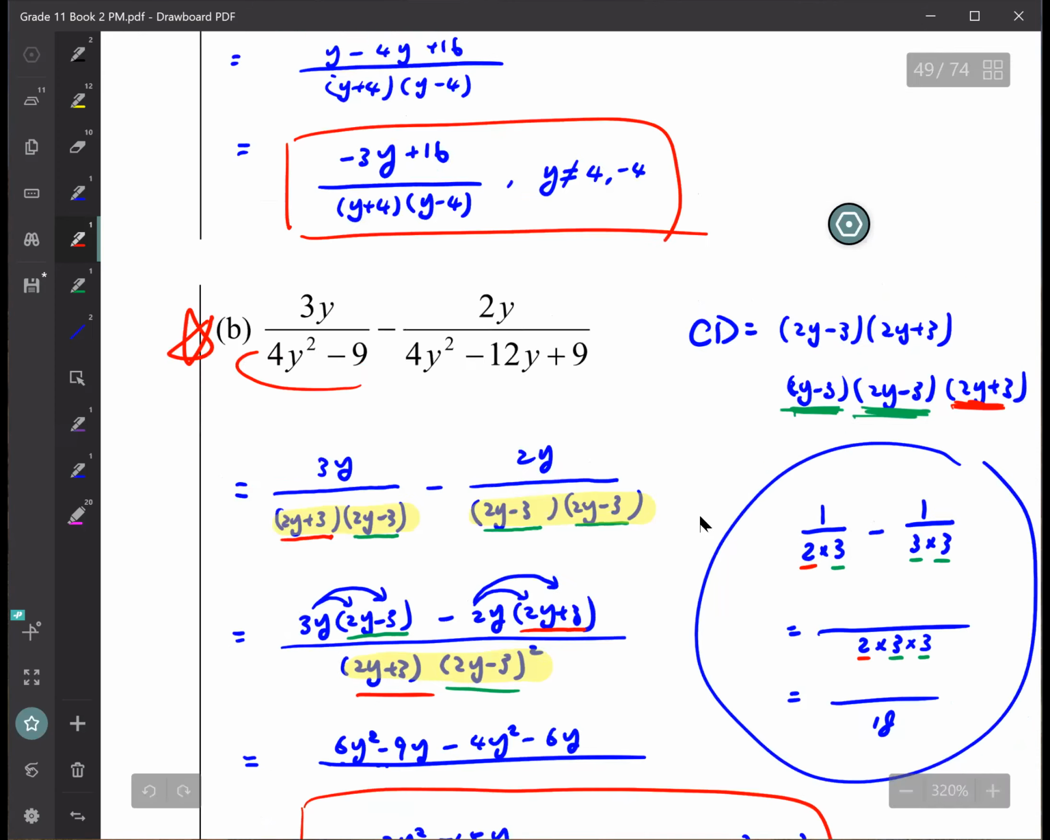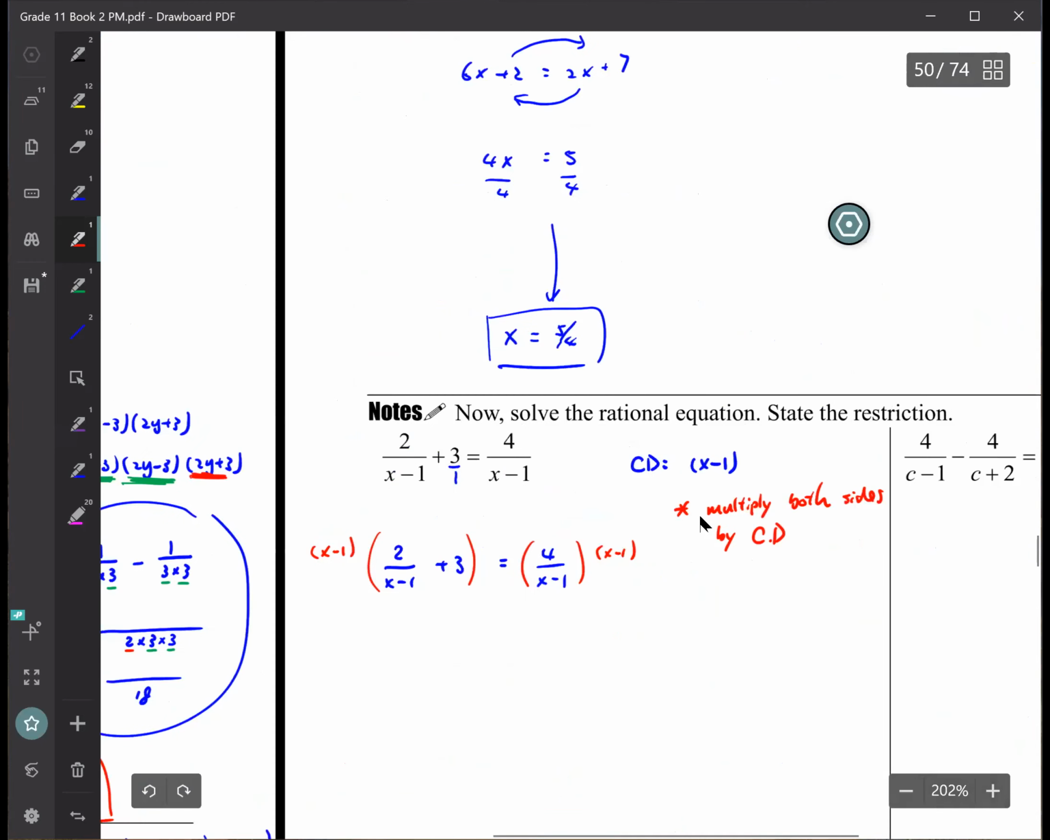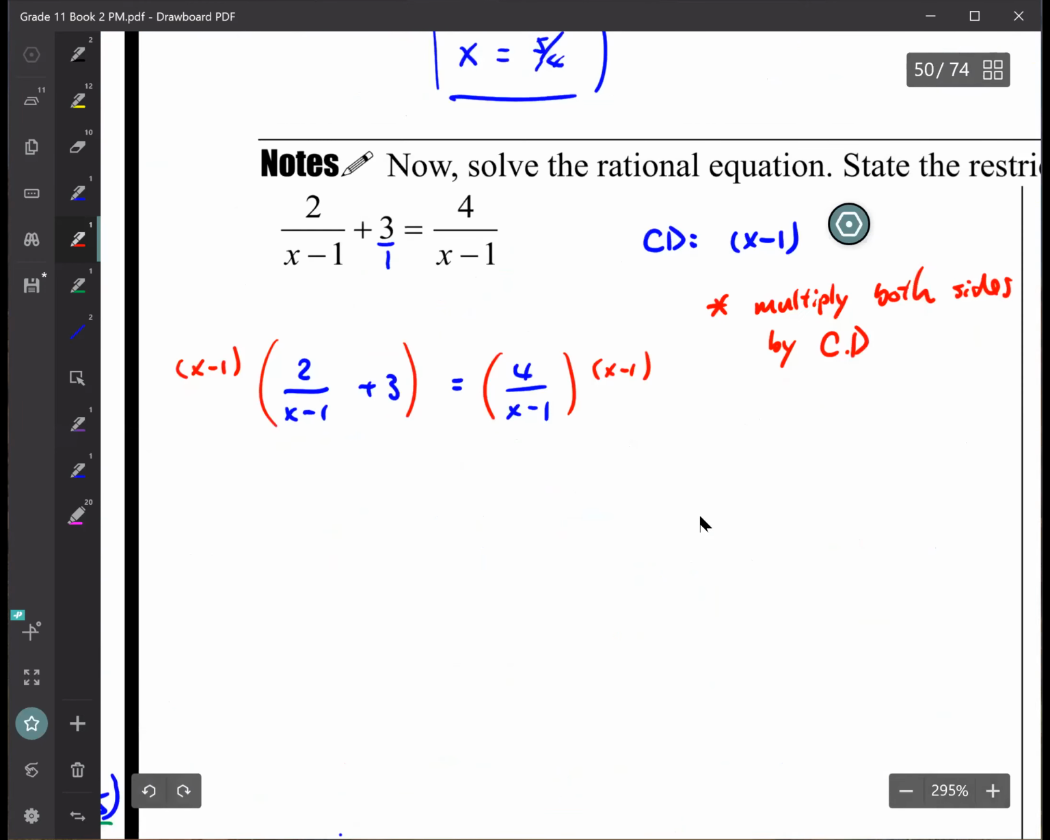So you always have to factor if possible. In the question we're working on, right, there's nothing to factor. So common denominator is just x minus 1. Take this common denominator that you found, and then you multiply into the bracket. Okay, so it goes like that, right? Multiply into the first one.